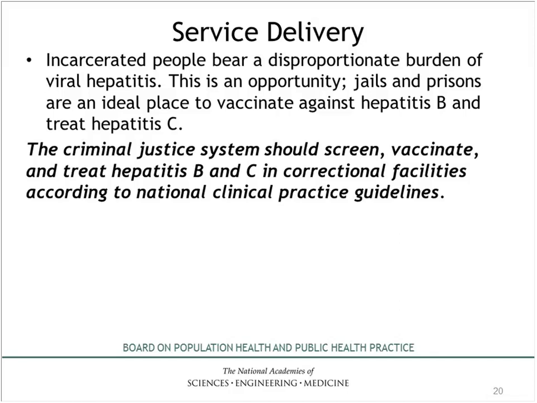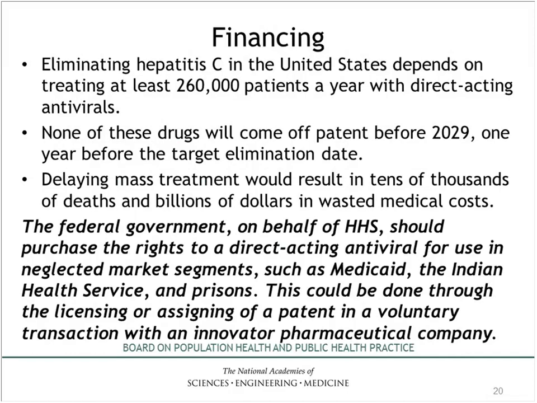Finally, or almost finally, financing. Eliminating hepatitis C in the United States depends on treating at least 260,000 patients a year with direct-acting antivirals. Yet none of these drugs will come off patent before 2029, 1 year before the target elimination date. Delaying mass treatment until then would result in tens of thousands of deaths and billions of dollars in wasted medical care costs. So we recommend that the federal government, on behalf of HHS, should purchase the rights to a direct-acting antiviral for use in neglected market segments, such as Medicaid, Indian Health Service, and prisons.